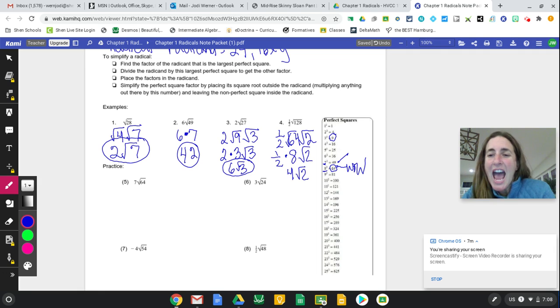So your task is to complete the 4 practice questions, number 5, 6, 7, and 8, and submit your answers to see if you're getting them right or not. You can do it. You're going to be a rock star at this.